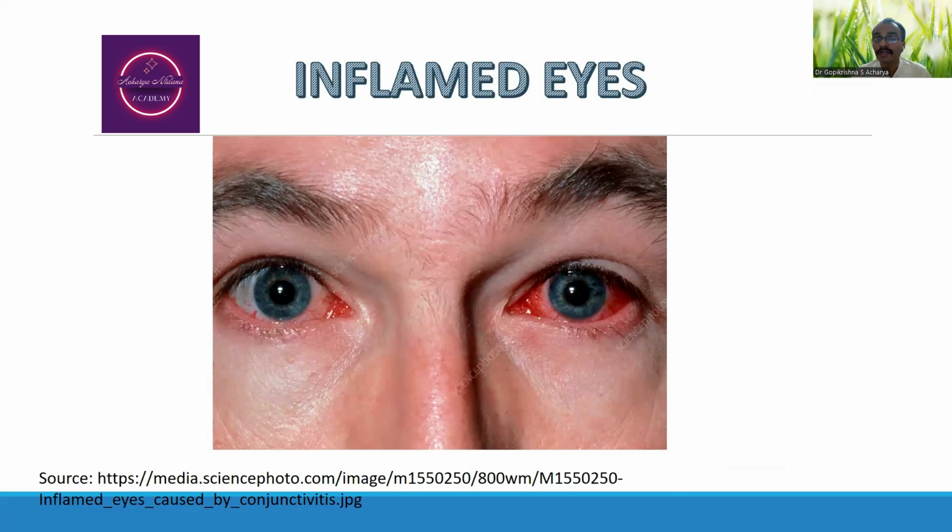This is an indication where the person is having inflammation of the eyes. See the redness observed in the conjunctival region, specifically on the left eye, more concentrated, whereas on the right side it is somewhat less. Near the medial canthus, redness is seen on the right side.